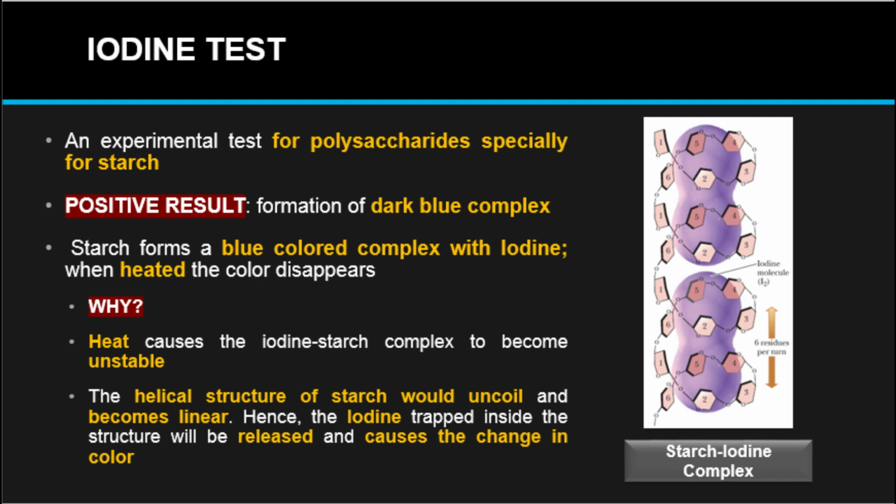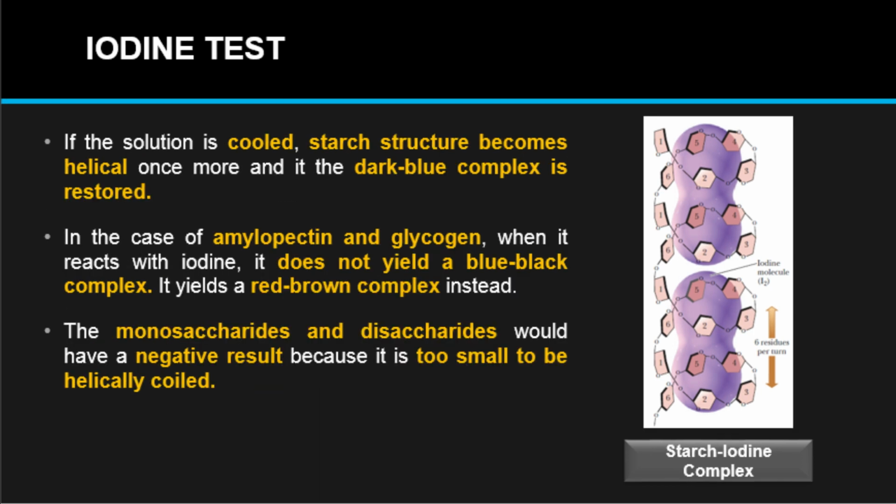solution to change. If the solution is cooled, starch structure becomes helical once more, and the dark blue complex is then restored. So in the case of amylopectin and glycogen, when they react with iodine, they do not yield a blue-black complex. They yield a red-brown complex instead. Monosaccharides and disaccharides would have a negative result because they are too small to be helically coiled.